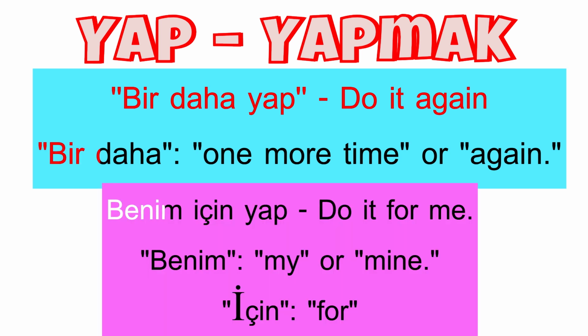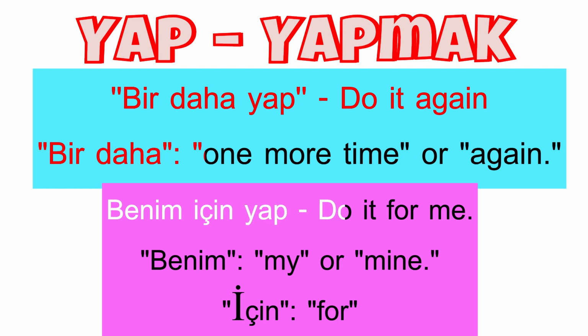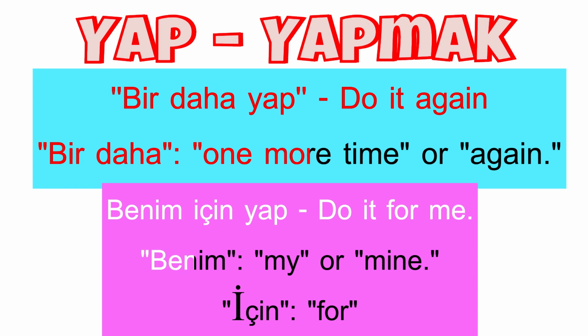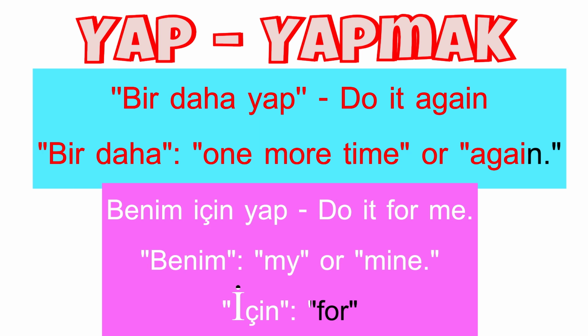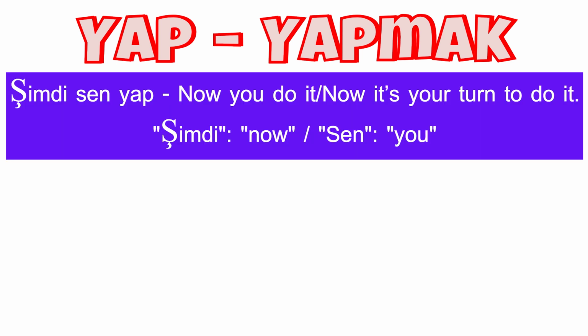Benim için yap. Here, you're asking someone to do it for me. Benim means my or mine. İçin means for and is used to indicate the purpose or beneficiary of the action.